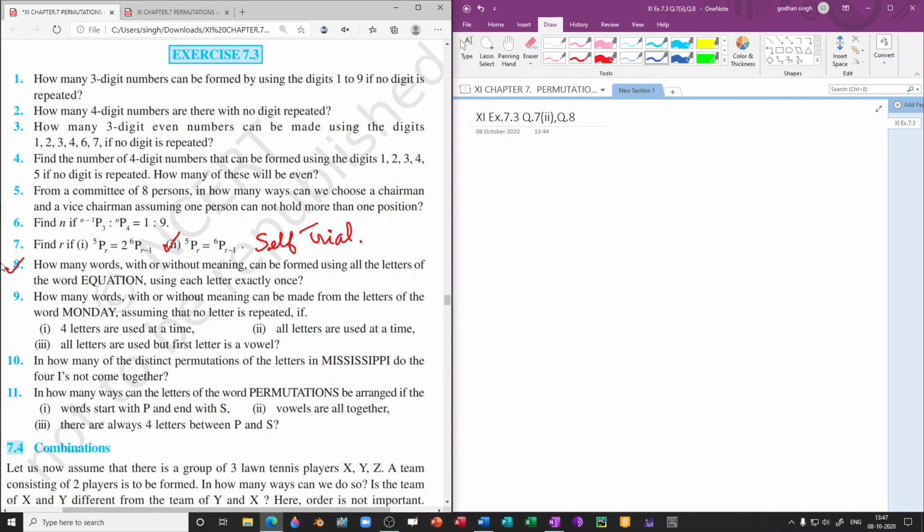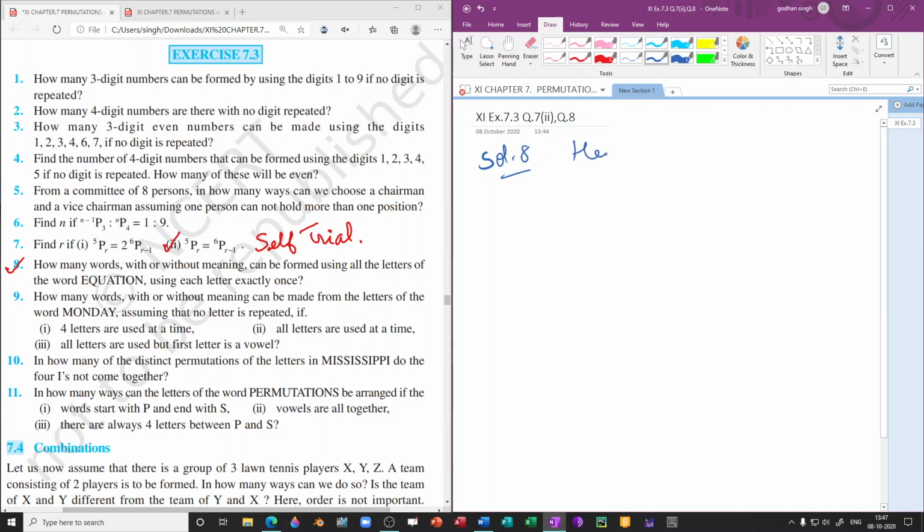So if you see the word equation, how many places are the letters filling: 1, 2, 3, 4, 5, 6, 7, 8. So it is occupying 8 places. So that means the number of letters which are available to us are 8, and also the number of places to be filled up are 8. Therefore, the number of words which are possible with or without meaning will be 8P8, that is 8 factorial. So let us do this eighth one, solution number 8.